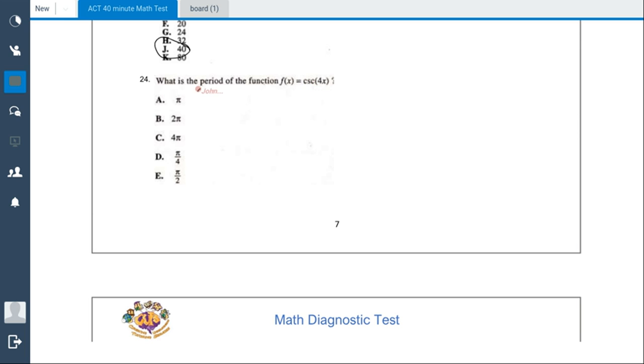When you have a trig question, you're asking for the period. It's this number, that's your b, and your period is equal to 2 pi over b. So that's pi over 2. So that's E.